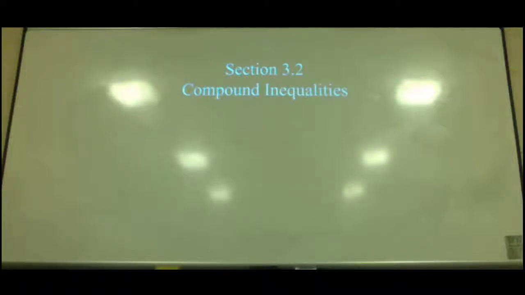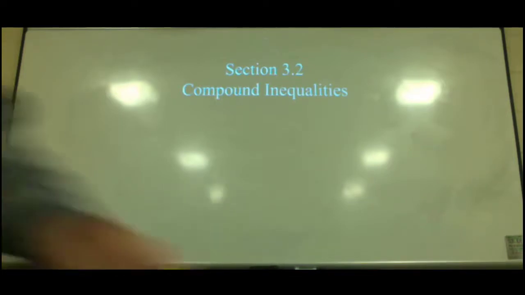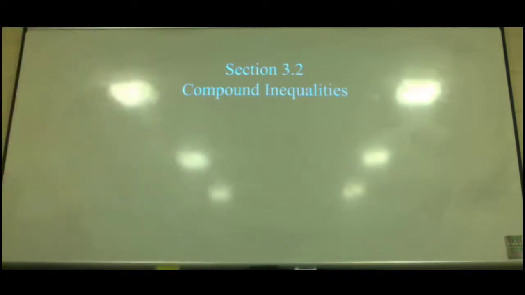A compound inequality is where you take two inequalities and put them together. Okay? So that's what a compound inequality is. And there are two different ways we can put these together. Several inequalities can be combined together to form what is called a compound inequality. It just means you have more than one.